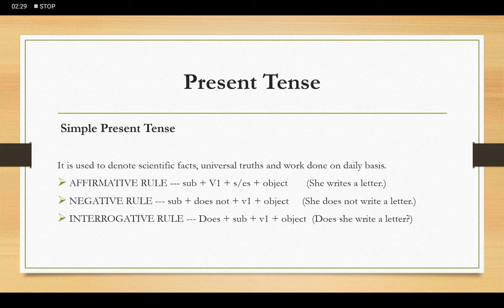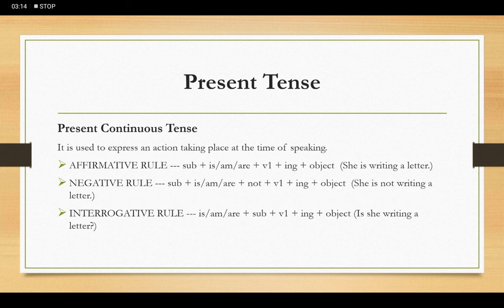Or the things you do on a regular basis, those are habitual actions. Like I go for a morning walk, I eat rice in the morning, I go to school by bus. So these are the different examples that express simple present tense. The sentence is usually formed as subject plus the base form of the verb plus s or es, plus object. Like she writes a letter. The negative will be she does not write a letter, and the interrogative sentence will be does she write a letter.